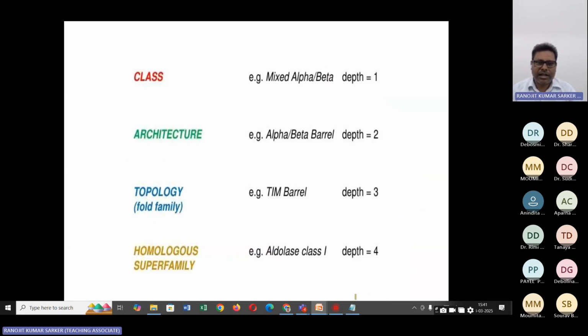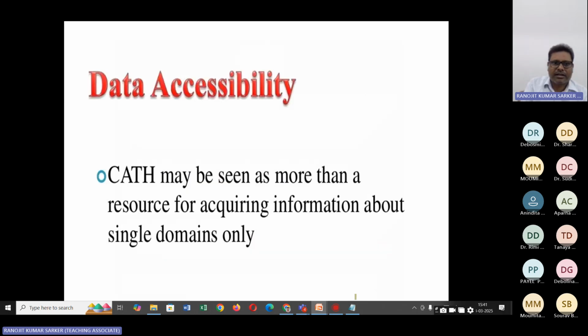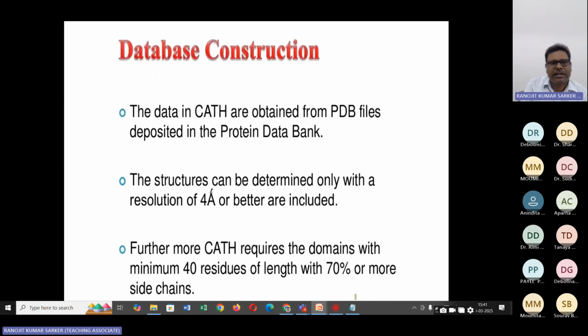So these are again the structural levels with some examples. CATH will provide you the number of solved structures, because the entries in the PDB are going to increase and you will get a huge number of CATH entries. Now, if you see the database construction, it was retrieved from the PDB files, and the structures considered had a resolution of 4 angstrom and below. Just yesterday I said that the lower the magnitude of the resolution, the higher the quality of the data.